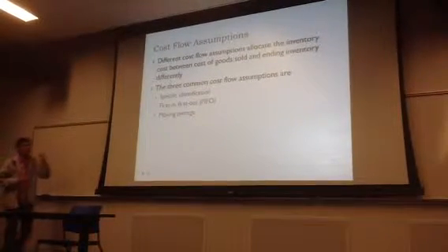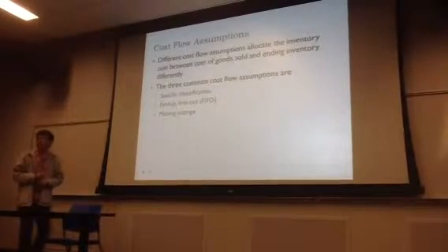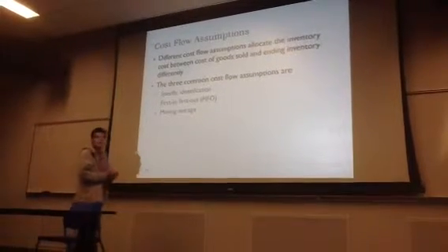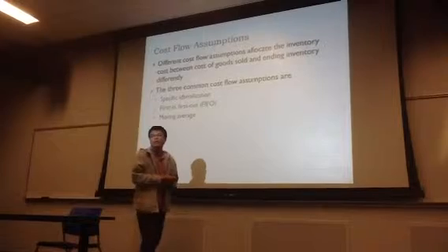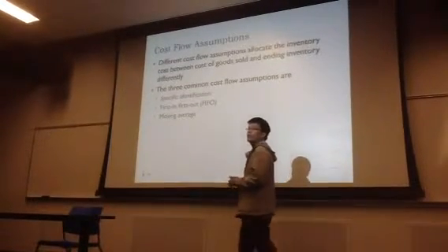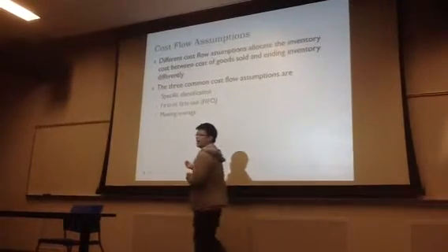The first one is specific identification. The second one is the first in, first out, or the FIFO. And the third one is the weighted average, or the moving average. So we are taking the average.